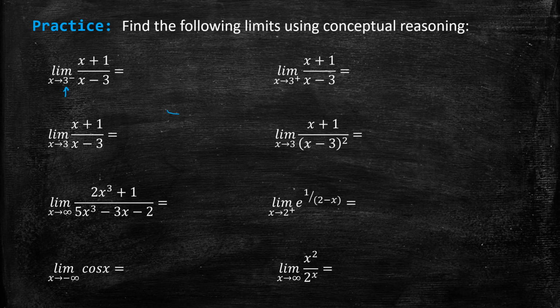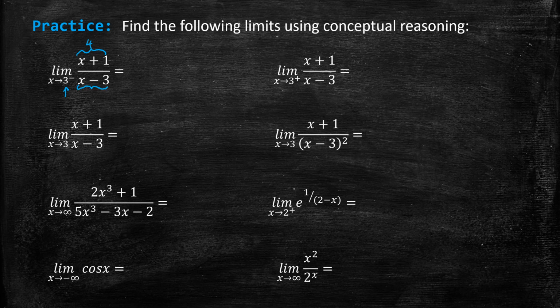So what I'd like you to do, sorry about this random mark here, is see if you can plug in. Can I plug in 3? Well, you can plug in 3 to the top. 3 plus 1 is 4. But I can't plug 3 into the denominator. That would give 0. So I'm going to plug something just to the left of 3, say 2.9999.